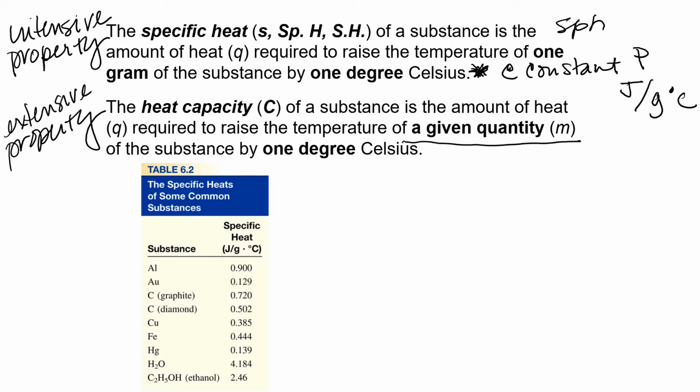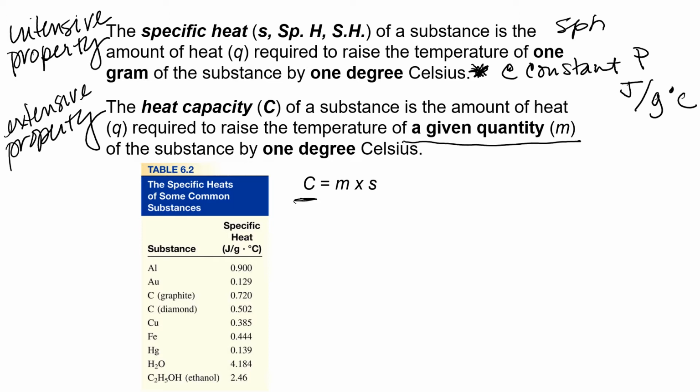So we have a table here of some specific heats of some common substances, and you'll see joules per gram degrees Celsius. Notice most of these are under 1. Some are greater than 1, but they tend to be smaller values. We'll calculate heat capacity by multiplying mass times specific heat. That's one way to get heat capacity.